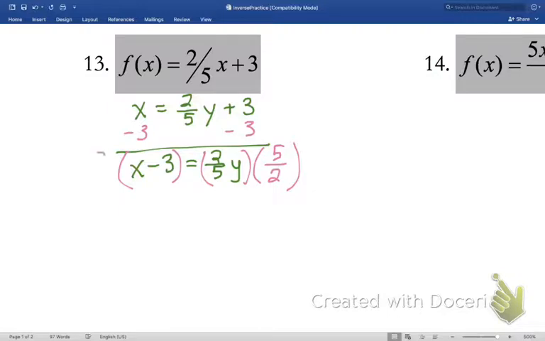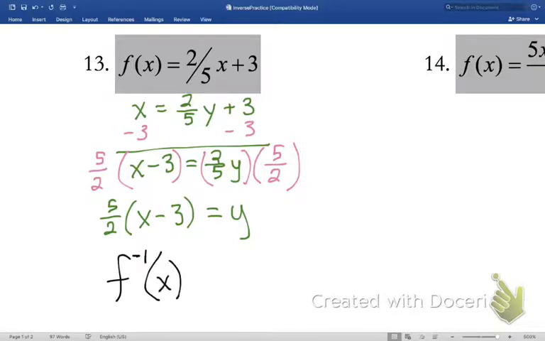So 2/5 becomes 5/2. So on the left-hand side of my equation, I now have 5/2 times x minus 3, and that's equal to y. So y is by itself. We have now found our inverse. So we write our inverse notation, f negative 1 of x, and that's equal to 5/2 times the quantity x minus 3. Yes, you can distribute the 5/2, or you can leave it just like that.